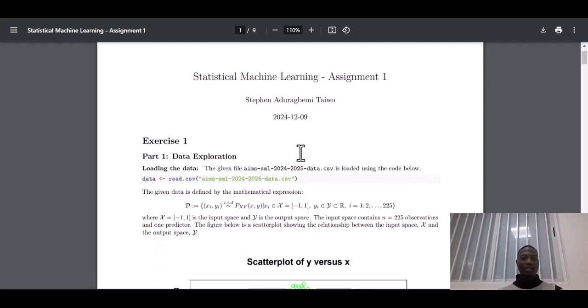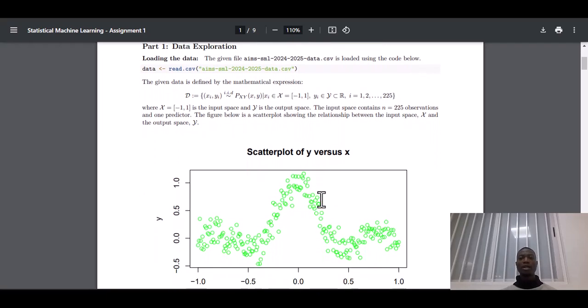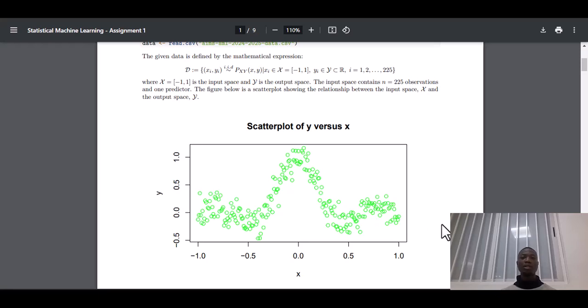For the first exercise, I carried out some data exploration to look at what the input space and the output space of my data look like. And I discovered that the output space is a subset of real numbers, thereby it's continuous, which makes it a regression task. The input space has 225 observations with just one dimension. So I plotted the scatter plot of y against x to see the relationship between y and x, and I could see a nonlinear relationship.